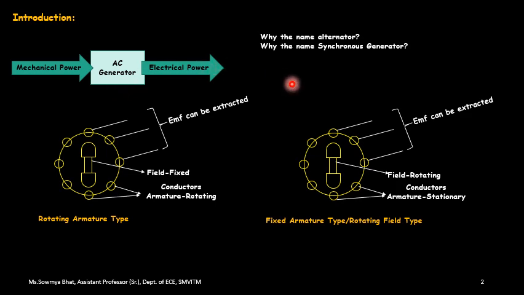If I concentrate on any heteropolar rotating machine, heteropolar in the sense which has multiple poles, if I consider any heteropolar rotating machine with alternate north as well as south poles, we call such machines alternators.